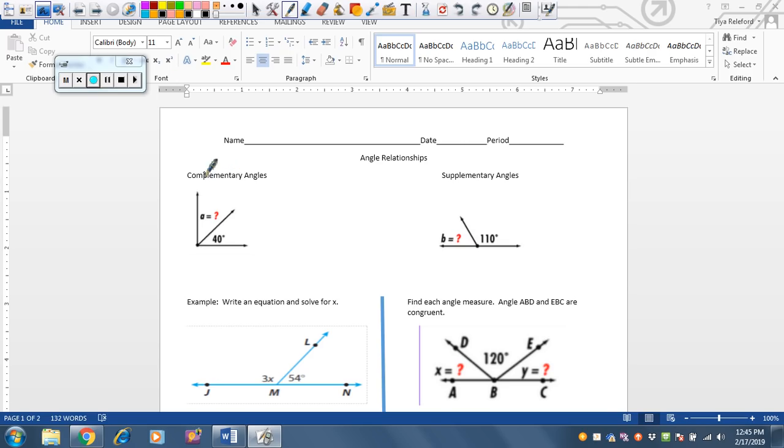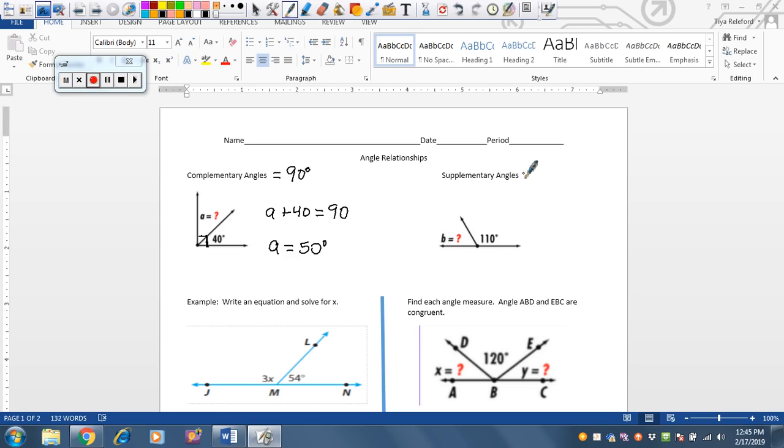So our first vocabulary word is complementary angles. Complementary angles equal 90 degrees. So that means this is a complementary angle. It's a right angle. So A plus 40 have to add up to equal 90. So then what would A have to be? That's right, A would equal 50 degrees.